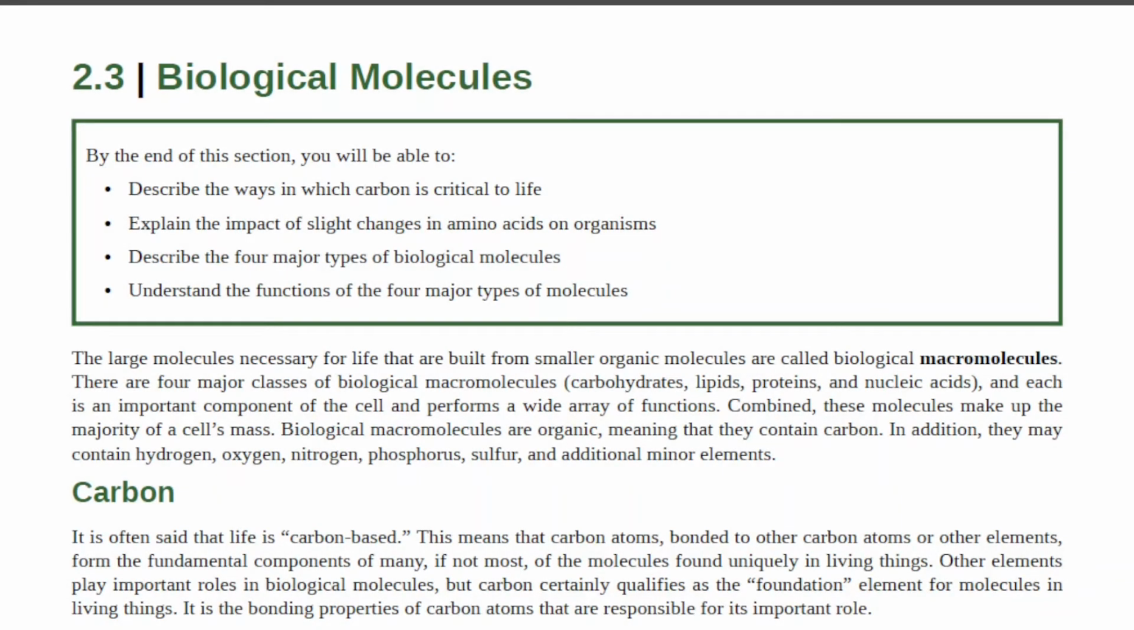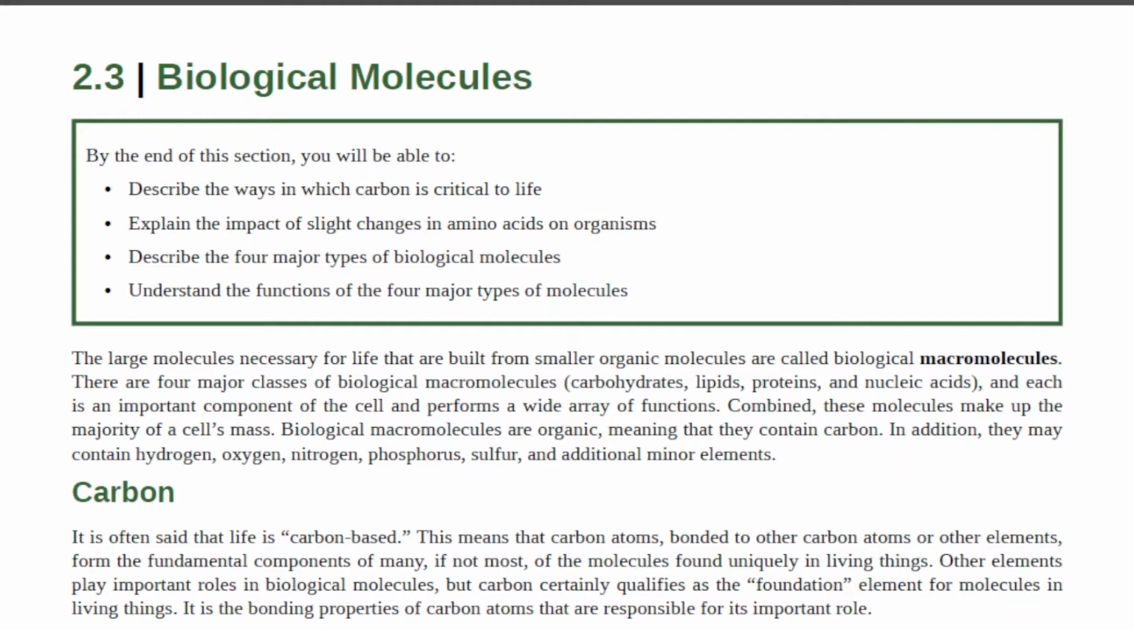By the end of this section, you will be able to describe the ways in which carbon is critical to life, explain the impact of slight changes in amino acids on organisms, describe the 4 main types of biological molecules, and understand the functions of the 4 major types of molecules.